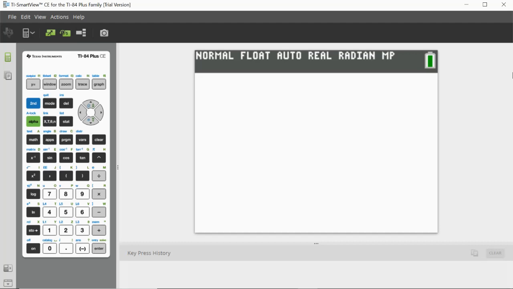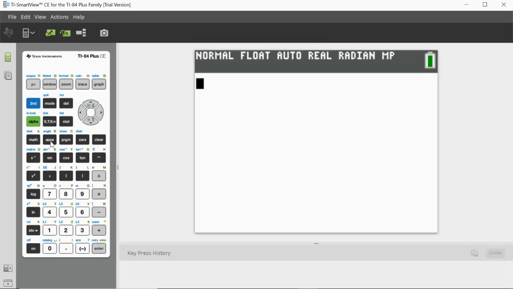So let's look at how to access a TVM solver on the TI calculator. Now, there are TVM solvers that are available for phones, through banks, on Casio calculators. This is not the only way to do it, but this happens to be the calculator that my school uses.